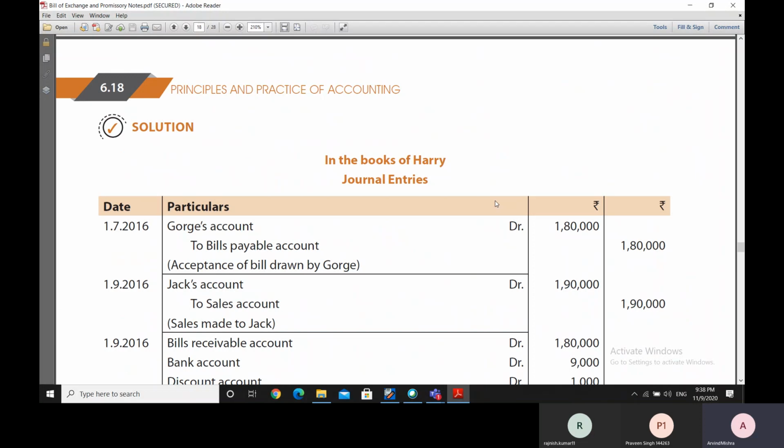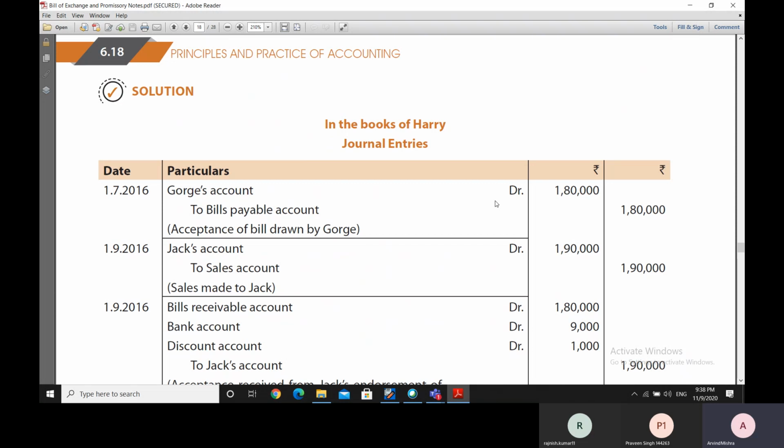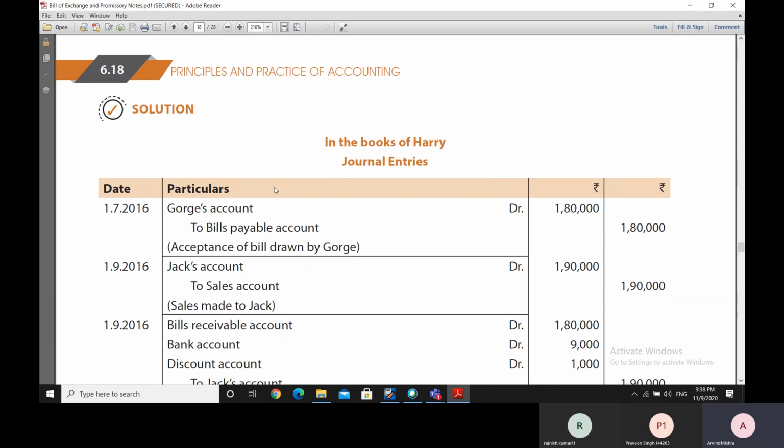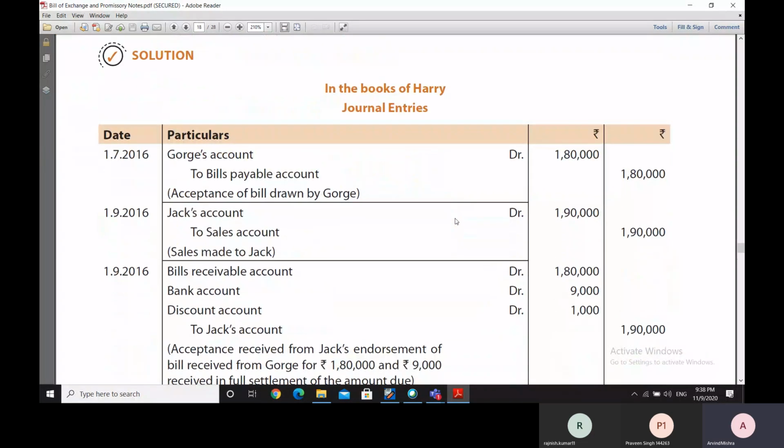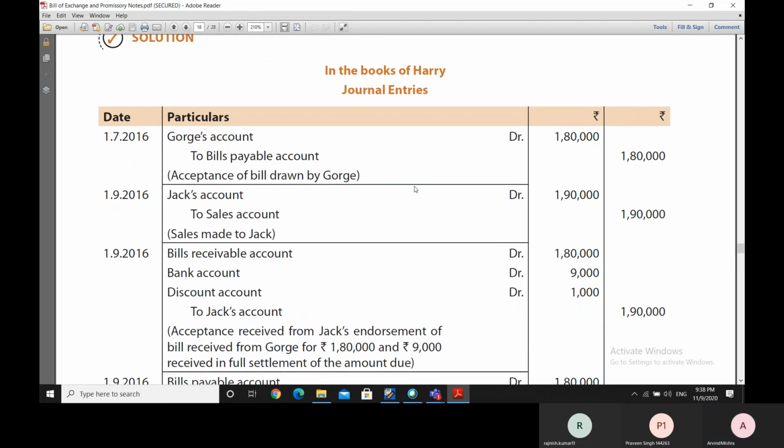So let us see first of all what is happening with Harry. Now Harry accepts a bill which is drawn by George on the accommodation bill basis. George draws a bill as mentioned here in the question. George draws a bill of 1,80,000 on 1st of July for 3 months, and Harry accepts it. Now once Harry has accepted this bill, in the books of Harry, we will write it as a bills payable. So the bills payable account is credited, and George's account is being debited for 1,80,000 rupees.